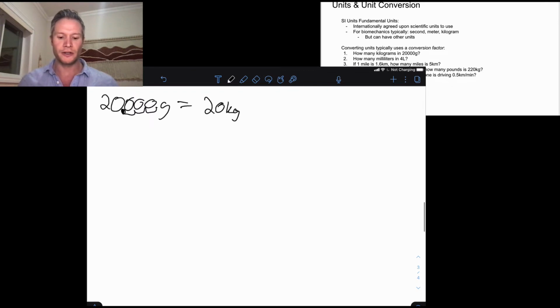But to do it a little bit more in a way that will help build skills for us to use math and convert across multiple units if need be, a really good skill is to be able to take a conversion factor and use that.